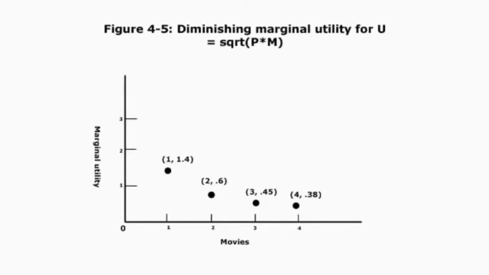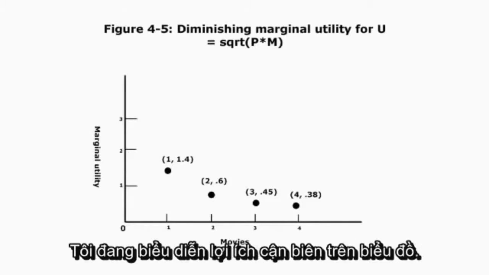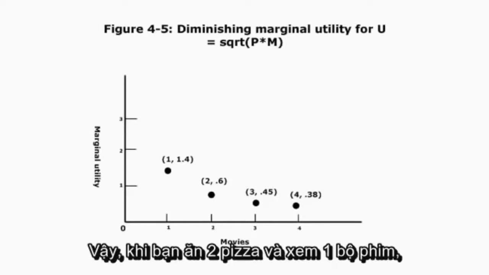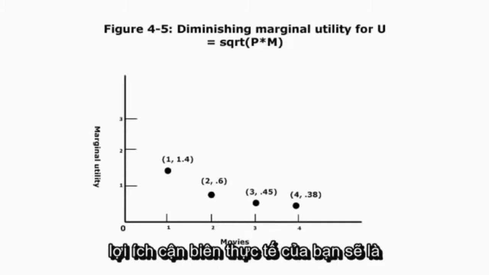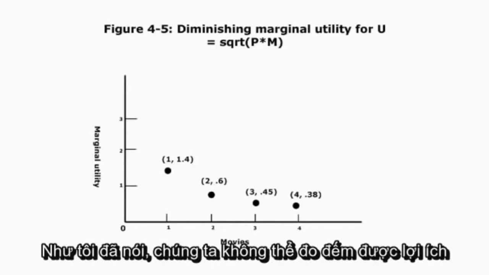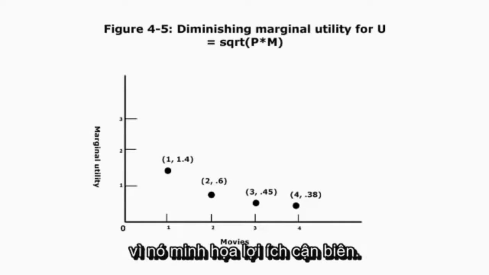From 1 movie. I see. I'm sorry, this isn't the delta. This is the level of marginal utility. So I'm graphing the actual level of marginal utility. Back up. So when you have 2 pizzas and 1 movie, your actual utility, I see, that's what this is. This is the actual utility I'm graphing. I told you a minute ago we can't measure utility as a cardinal concept, but here I'm doing it anyway to illustrate marginal utility.